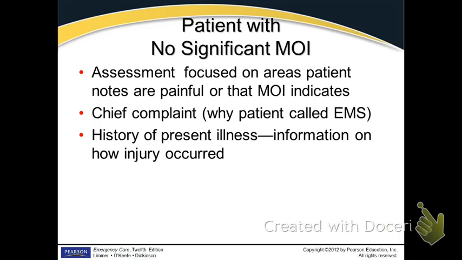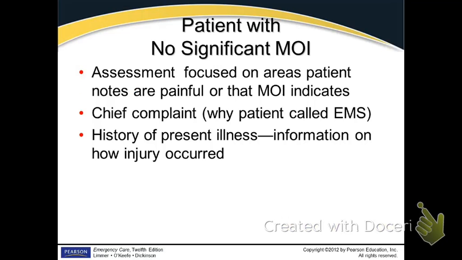So MOI, mechanism of injury. You have some patients that are considered traumatic patients, but they don't really have a high mechanism of injury. You still go through the same process. Why did you call? What happened? Why did you activate EMS? What type of injury? If you can't see it. Obviously, if they have an arrow sticking through their head, you don't have to ask too much why they called 911, right? They have an arrow in their head, so that's a pretty good reason to call 911.